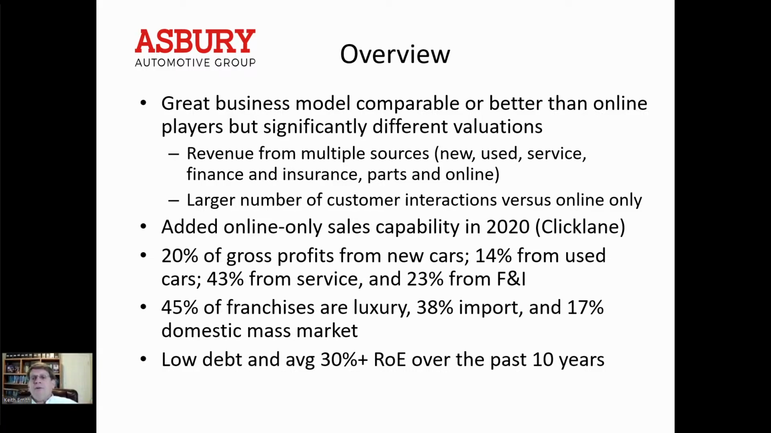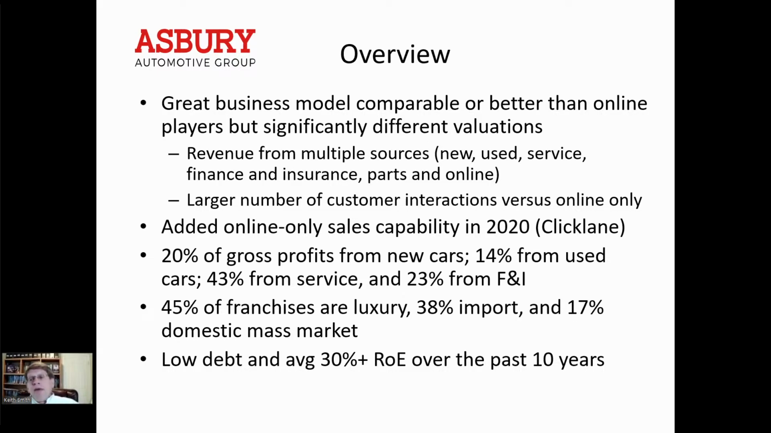To give you an idea of the relative size of these two markets, new cars is roughly 15 million cars per year. Used cars is 40 million cars per year. That gives you some idea of what's really going on there. What Asbury's done is they've added online-only in 2020, which is a huge improvement. So if you want to buy a car from Asbury, you can do it totally online now. You don't need to actually go into the dealership. That's a huge alternative for people that want to buy a car that way.